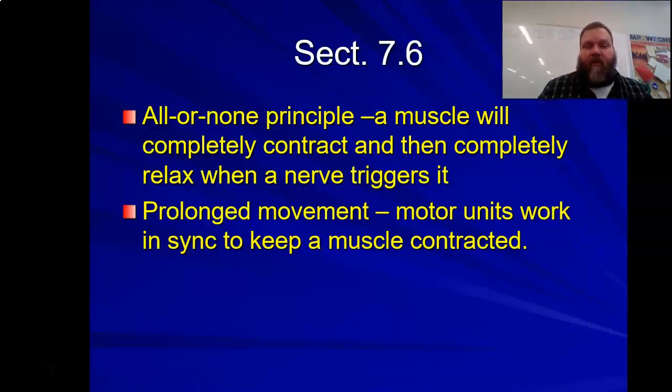All or none principle. A muscle will completely contract and then completely relax when a nerve triggers it. It doesn't go halfway. It goes fully contracted or not at all. Now that doesn't mean every time I flex it that my arm goes all the way up here. I can take my arm and move it just a little bit. But all I'm doing, instead of activating all of the muscle fibers, is activating only some of them. I'm going to do just a few of them to go this way.